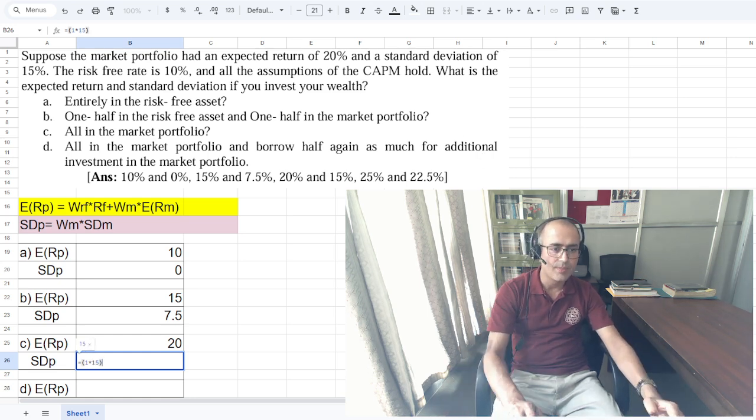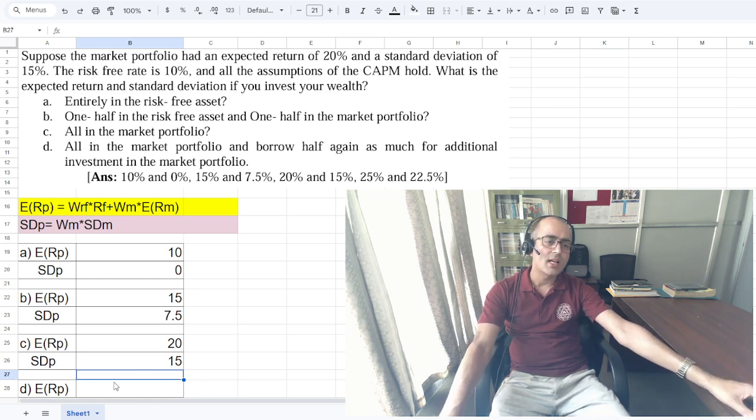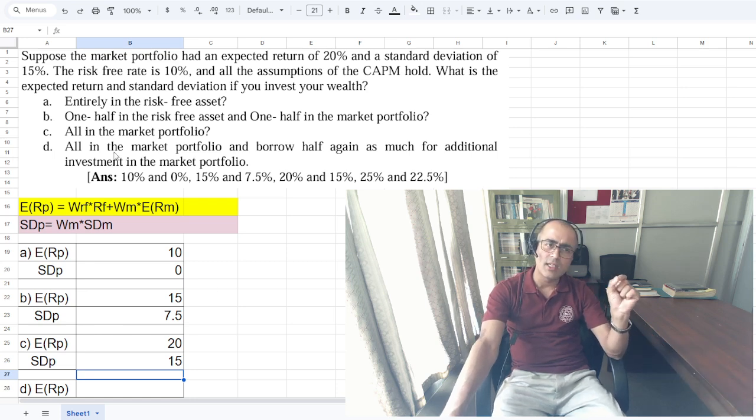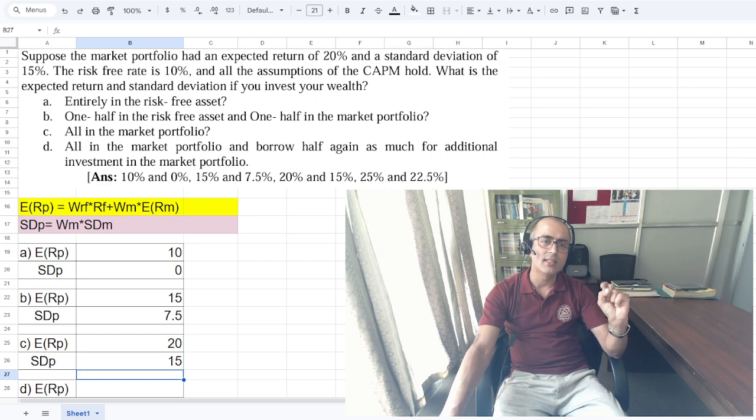That is the equation. Okay, similarly, the last one is very important, that concept: all in the market portfolio and borrow half again as much for additional investment in the market portfolio. Remember friends, your weights of the risk-free asset and the market portfolio must sum to 1. That is the basic understanding here.